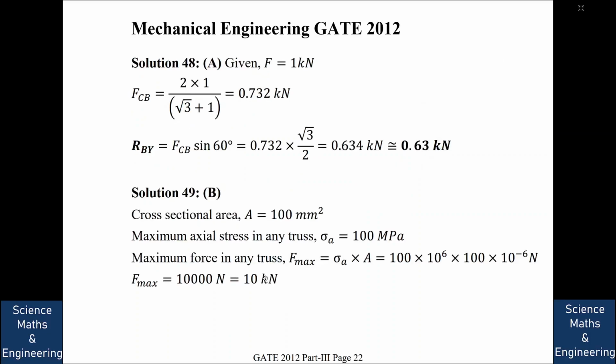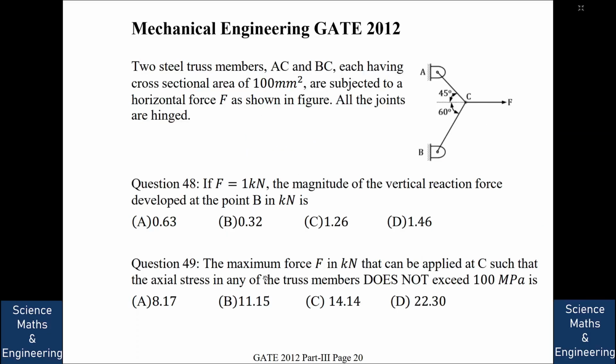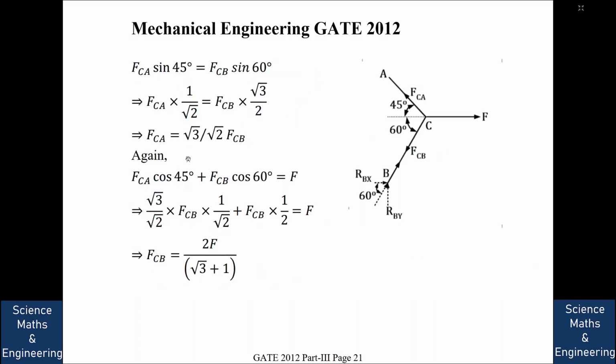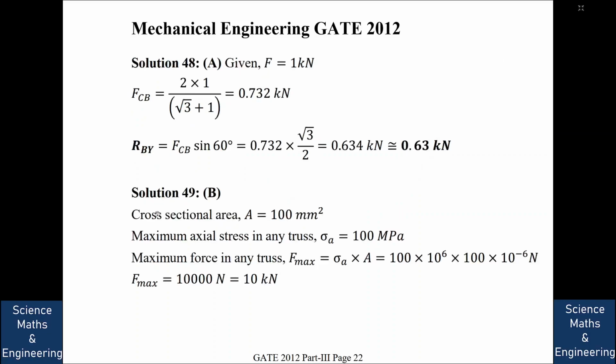Now, as with our first question, it was given that F is 1 kilonewton. We need to find the vertical force developed at point B. So F is 1 kilonewton, so F of CB is 0.372 kilonewton. Now R of BY, if you see, is the vertical component of F of CB, that is F of CB times sine 60, which is equal to 0.63 kilonewton.